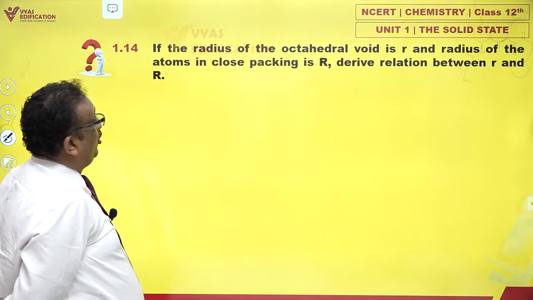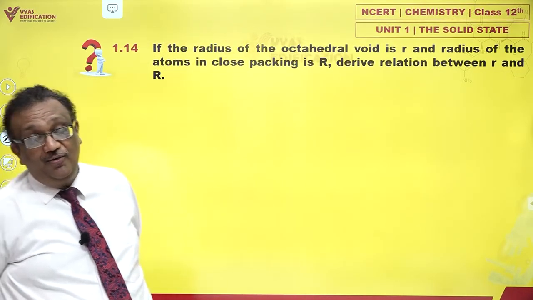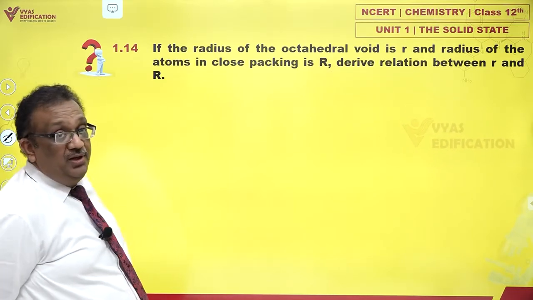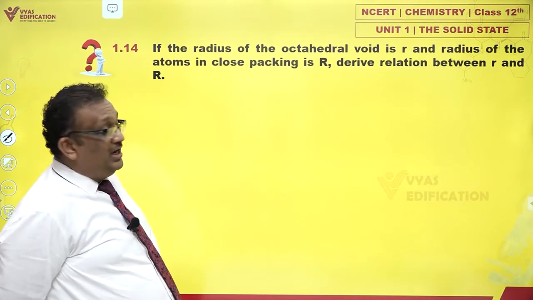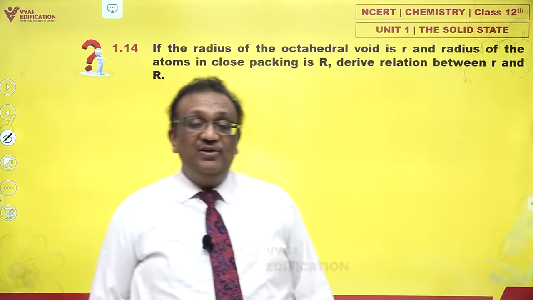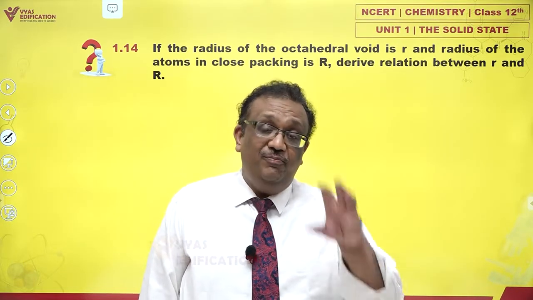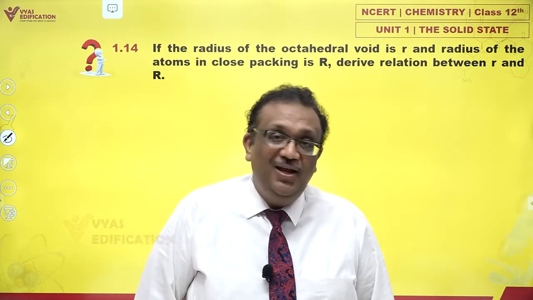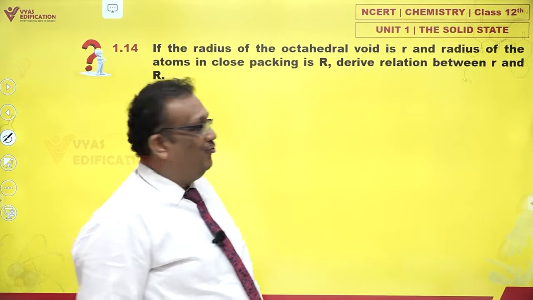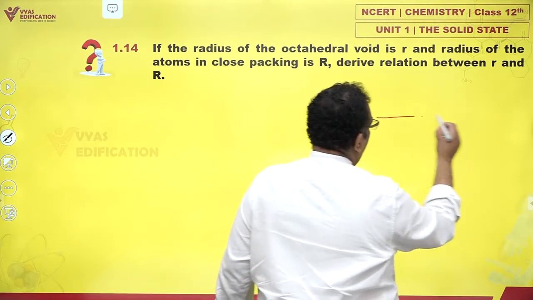If the radius of the octahedral void is small r, and the radius of atoms in close packing is capital R, derive a relation between small r and capital R. Now, we are asking what is the radius of the biggest atom which can fit within an octahedral void. So first let us make an octahedral void. First let us make an octahedron.